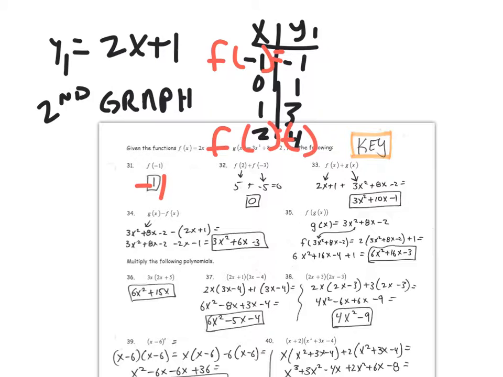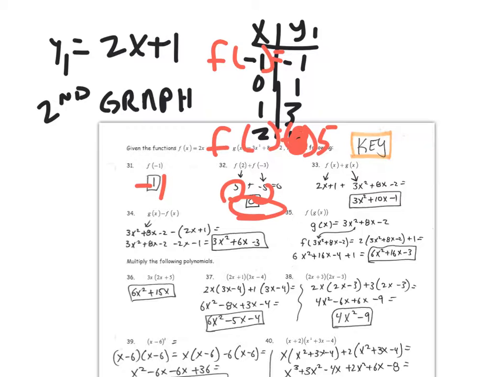Then for a problem like number 32, we look up f of 2. I must have plugged this into the calculator wrong, or I've done it wrong now. No, I wrote this down wrong. This is a 5. So f of 2 is 5. This is supposed to be 5 in the table. And then f of negative 3 is negative 5, and you plug that in and you get 1.